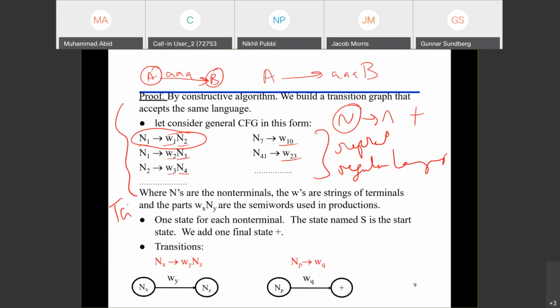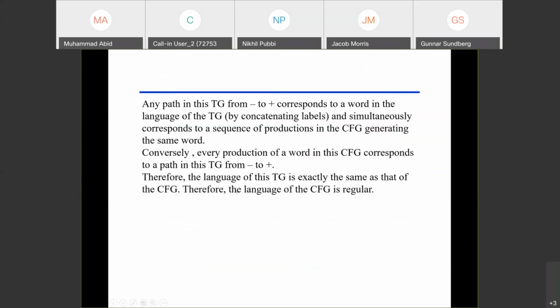If your label is just a single letter, then it is an FA. But if your label is more than one letter, then it represents a TG. Okay, and it says here that you can convert a TG into a grammar and back, and they represent the same language, and it is a regular language. Okay, this is what it says here.